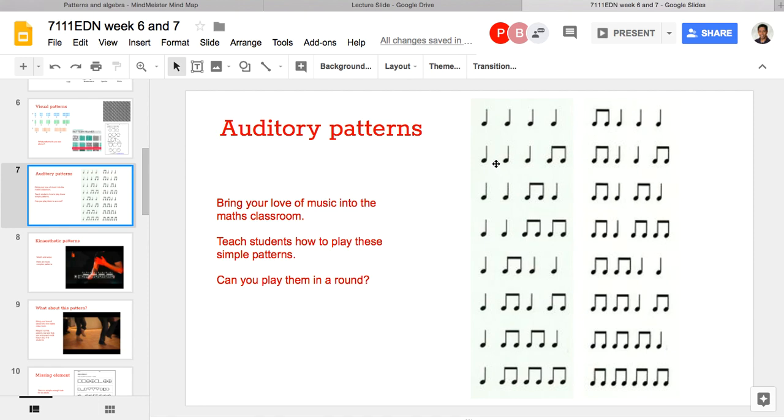So you would probably have students say ta, ta, or whatever. You could have students clap. So you would clap it out, you would say it out. So students would clap and they would say each one of these rhythms. So ta, ta, ta, ti, ti, ta, ta, ta, ti, ti, ta, and so forth. This pattern down here is ta, ti, ti, ta, ta, ta, ti, ti, ta, ta.